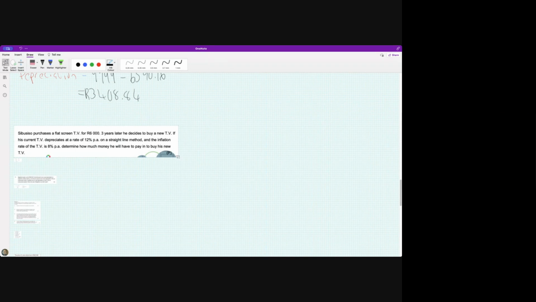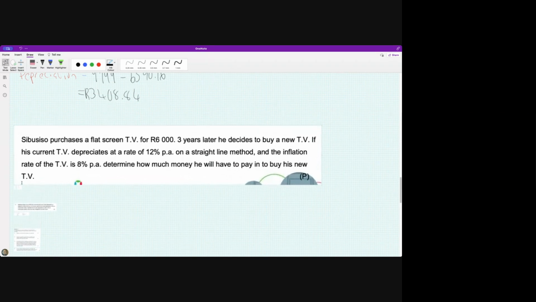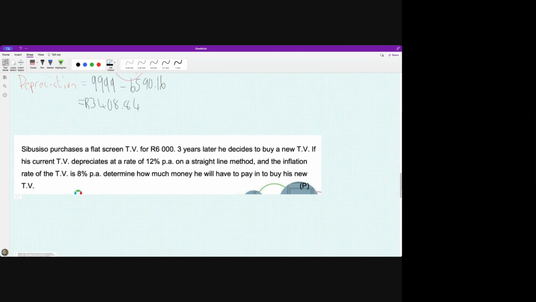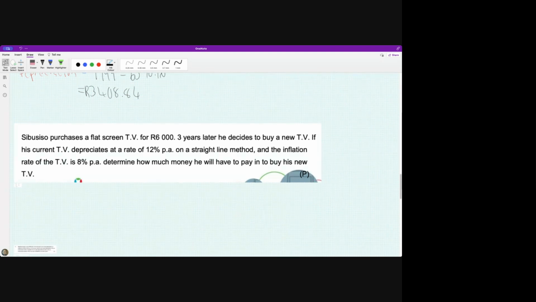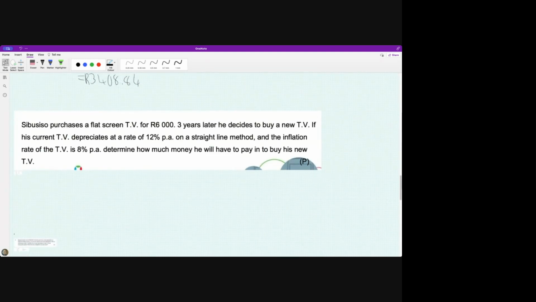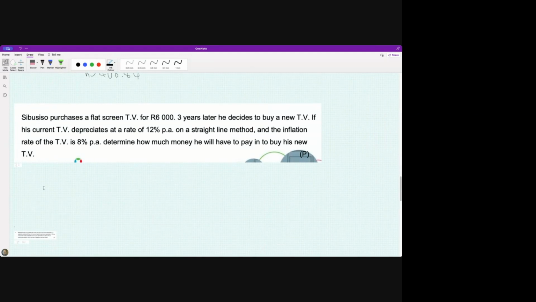Okay, this is a problem-solving question. Here it is. It says, Sibo Seesaw purchases a flat-screen TV for 6,000 Rand. Lucky Sibo Seesaw. 3 years later, he decides to buy a new TV. This feels a lot similar to the other question I was asking you. Can you work out for me how much money you have to pay in to buy his new TV? Give this a crack. If you get stuck, ask me questions, but I think you can give this a go.